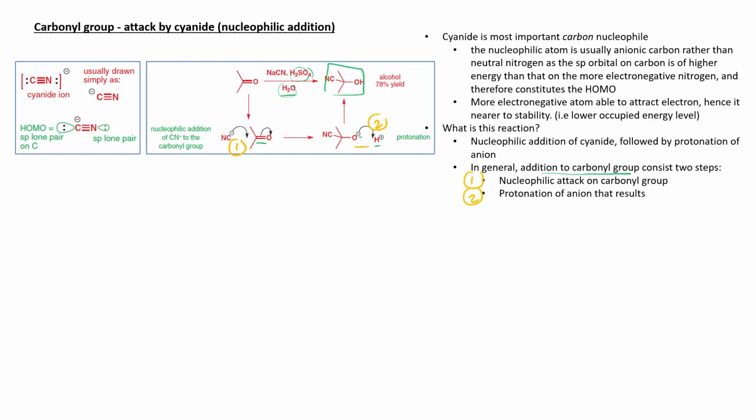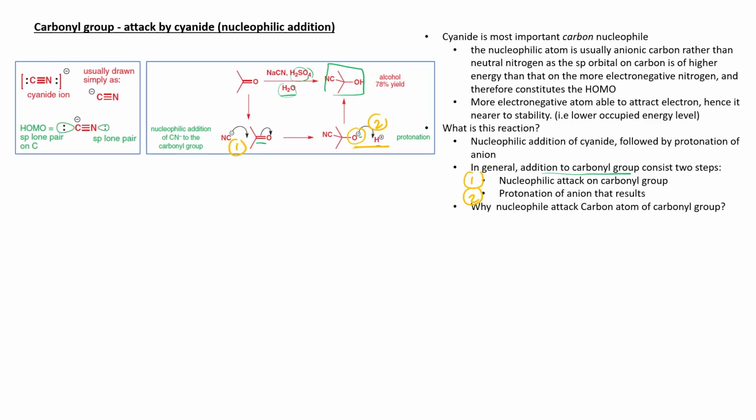This is what we call protonation. Protonation means the addition of a proton. For example, this O, you want to add the proton. You want to attack the proton. That's protonation of the anion that results. So when you talk about the carbonyl group, this is generally the reaction: you have the addition here, and then you have protonation of the anion.